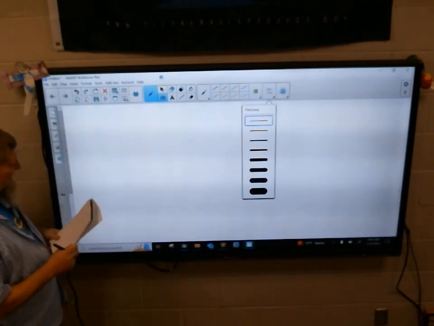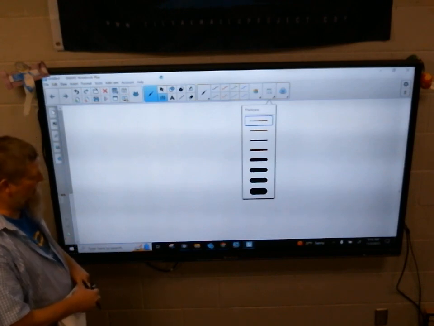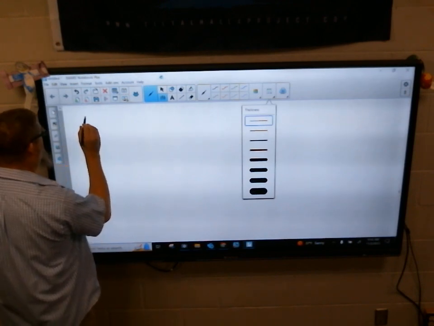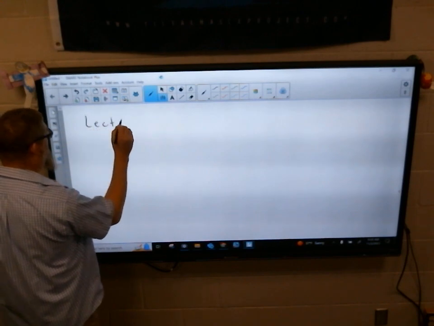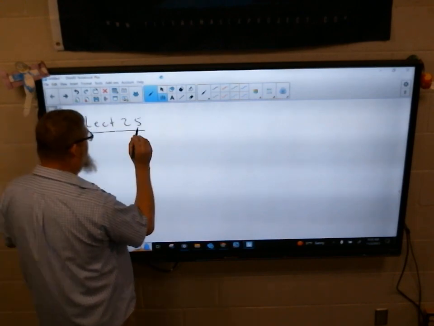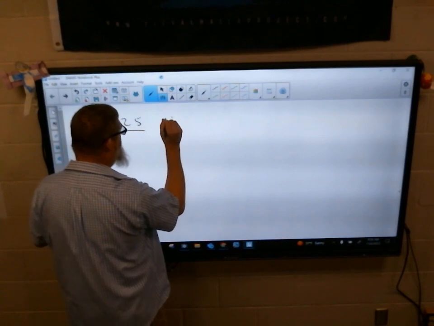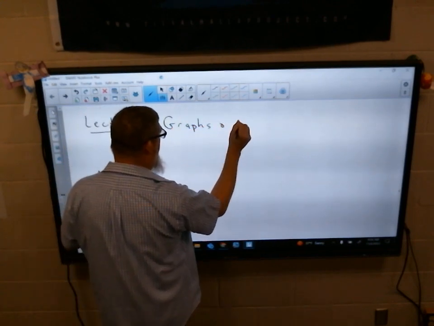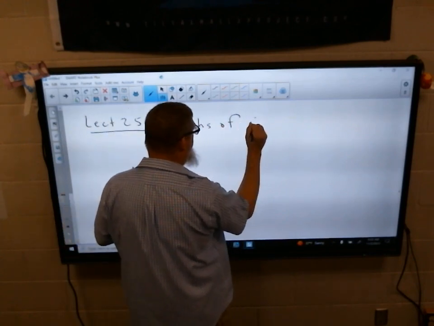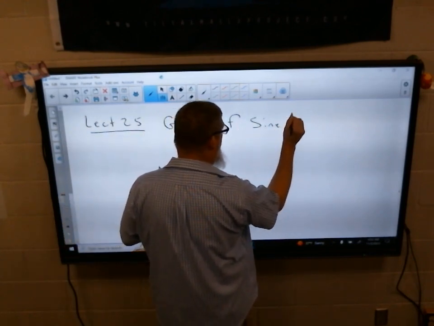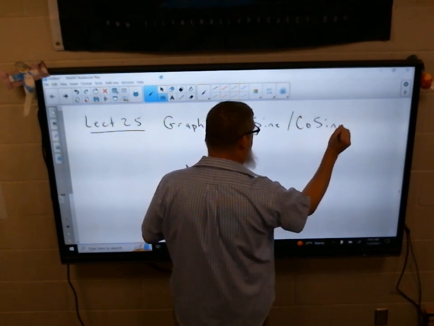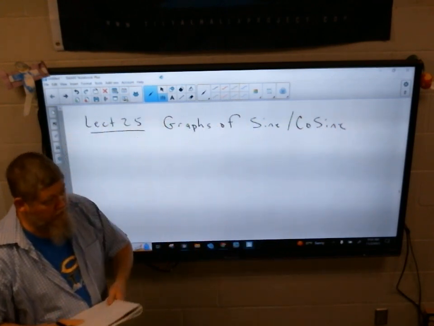All right, so we're looking at lecture 25. Now, lecture 25 is we're going to look at the graphs of sine and cosine. And we're talking about parent graphs. And then, of course, we're going to move them around a little bit as well. So you will see over there on the board, we see the parent graphs.